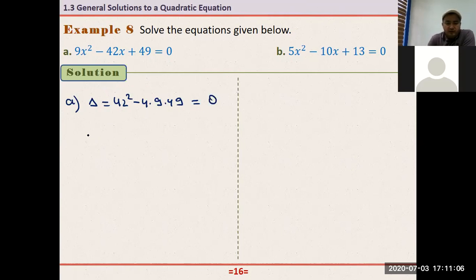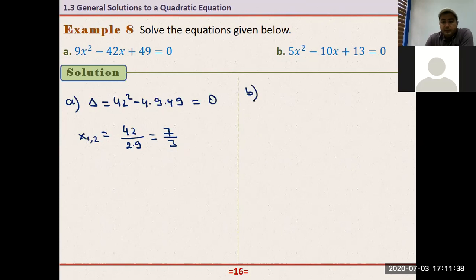So what do we have here then? x1 and x2 is equal to minus b, that is 42, plus or minus the square root of the discriminant, which is 0, over 2 times a, that is 2 times 9. So that's equal to 21 over 9, that is 7 over 3. So this equation has 2 equal repeated roots, or coincident roots, that is 7 over 3.